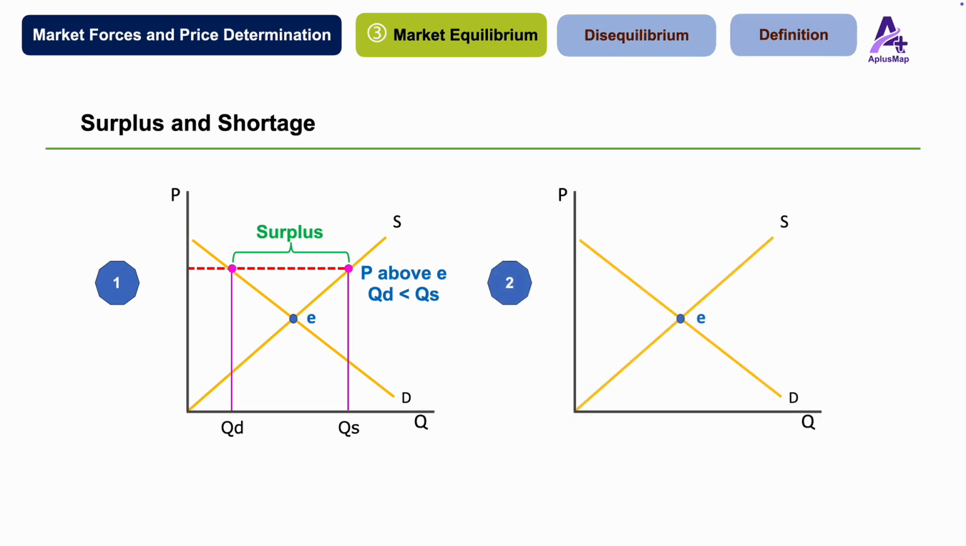Okay. And if the price is too low, below equilibrium. Then buyers are eager, QD is high, but producers aren't thrilled about the low price, QS is low. QD is greater than QS. That's a shortage. Empty shelves, long lines.